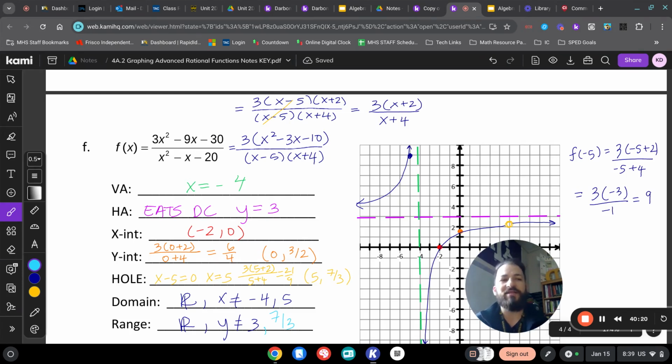For some practice on this, y'all, we have that rationals matching activity as well as your rationals practice. And of course, once you're feeling confident, don't forget to take that 4A.1 through 4A.2 graphing rational functions exit ticket.